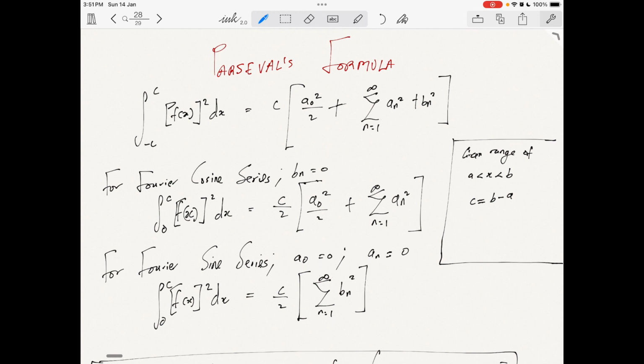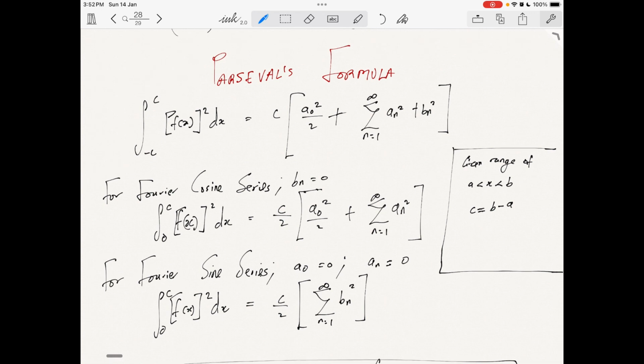So how can Parseval's formula be applied in the question? And most importantly, the question to be asked is, what is C? You can see minus C here, and C here, C here, C in almost all parts of the formula. Now, if we are given the range A less than x less than B, then our C is equal to B minus A. We can say it's simply the upper limit minus the lower limit.